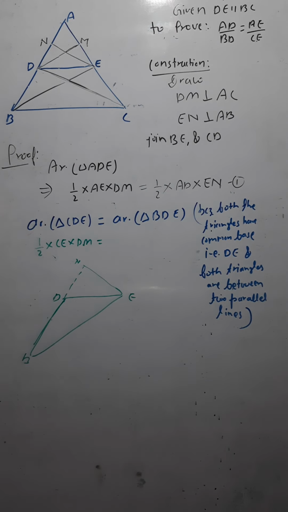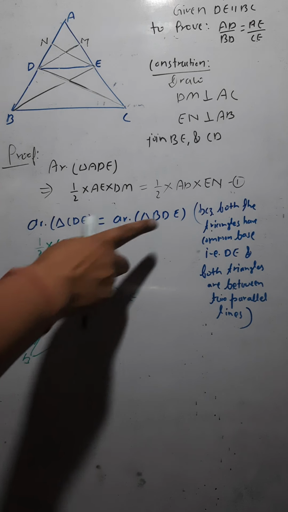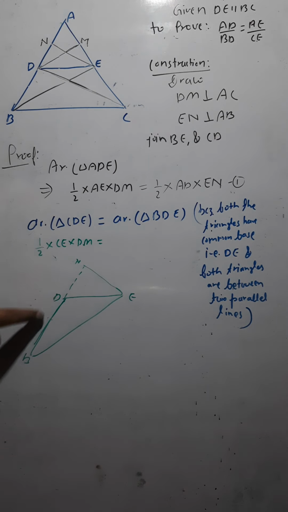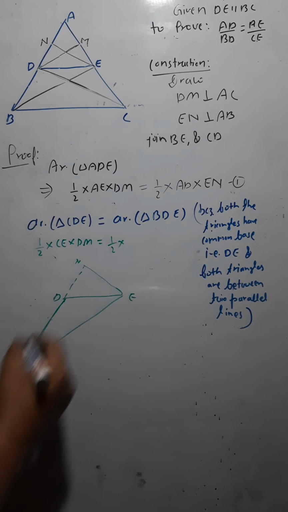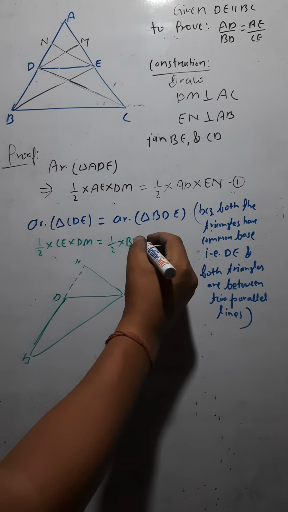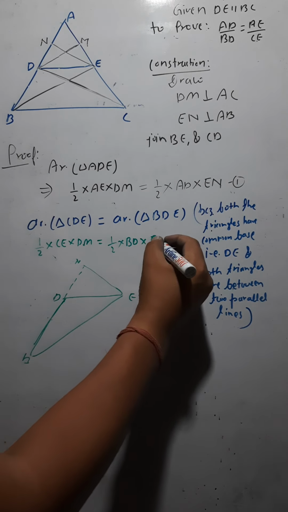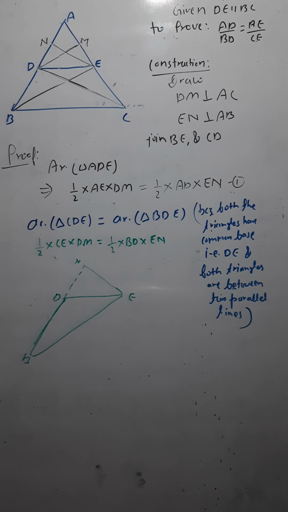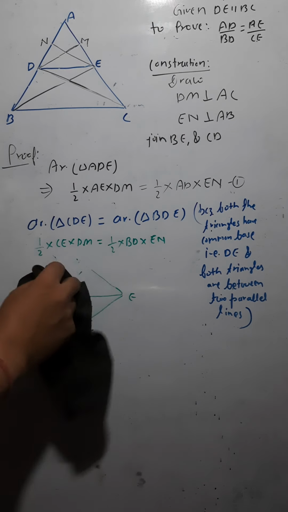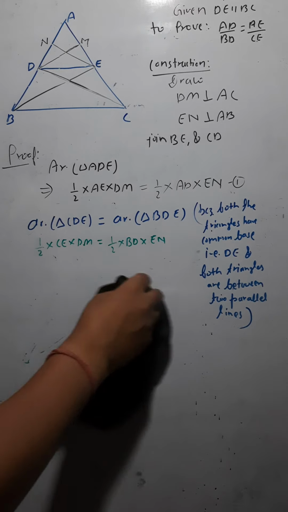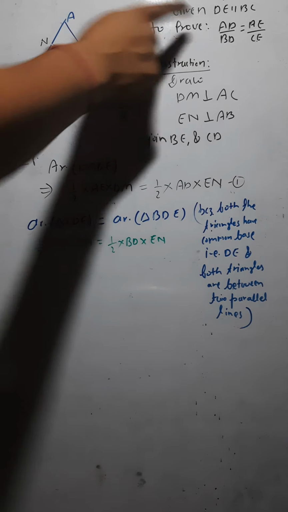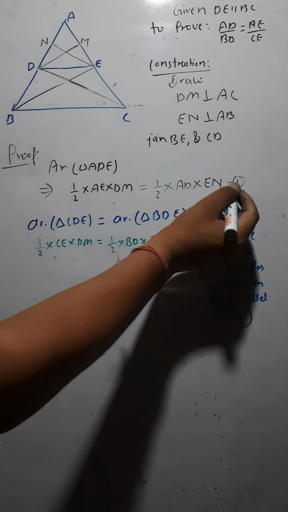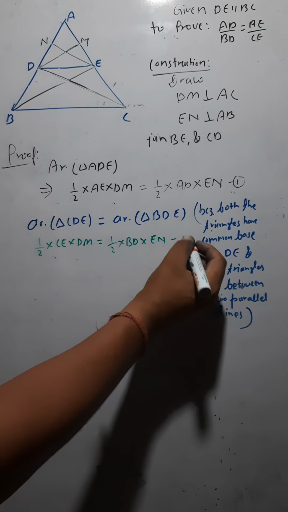So if you want to find out the area of triangle BDE, it would be 1 by 2 into base BD, and height would be EN. Are you getting this? Very good. Okay, now we are very close to solve. We are very close to the target. Let's say this is equation number 1, and this is equation number 2 now.